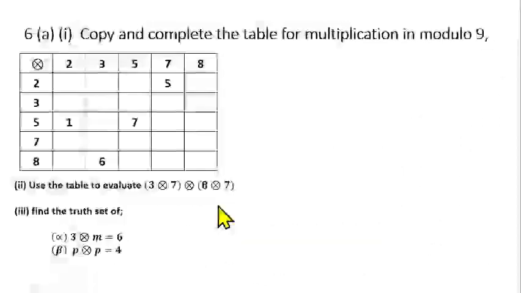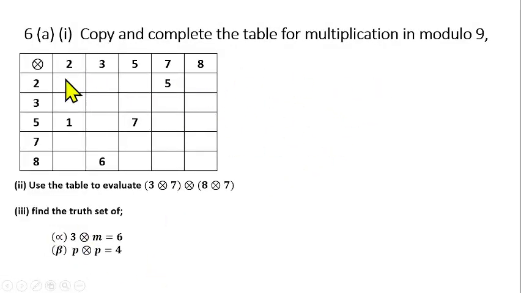Question number 6 is now what we want to solve. Question 6A says that we have to copy and complete the multiplication table of modulo 9. So we have to complete this table, and we're having multiplication as the operation there. Here we are having 2, 3, 5, 7, and 8, and here you are having the same thing. Then you have been given the values of some of the entries here, so you have to fill in the remaining values, and now we can use the table to simplify this. So the first thing is to fill in the table.